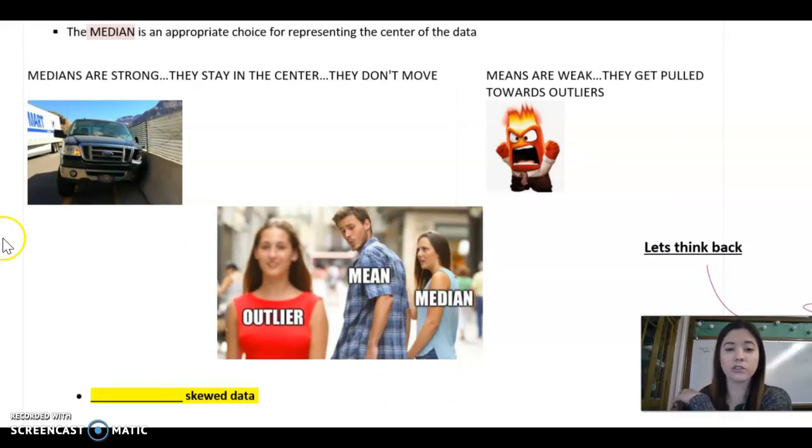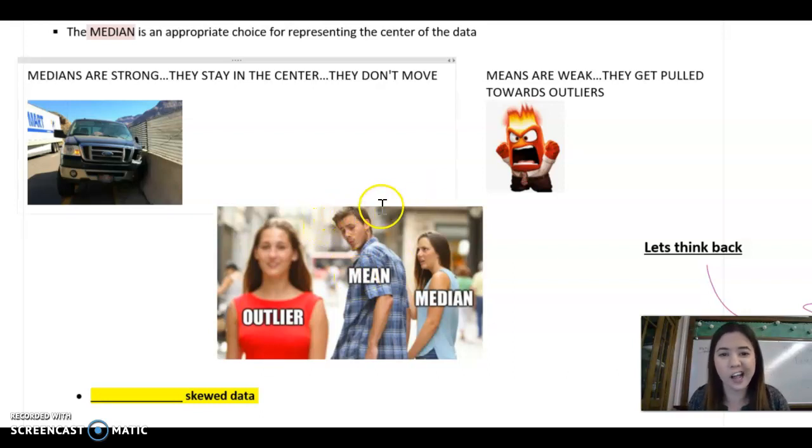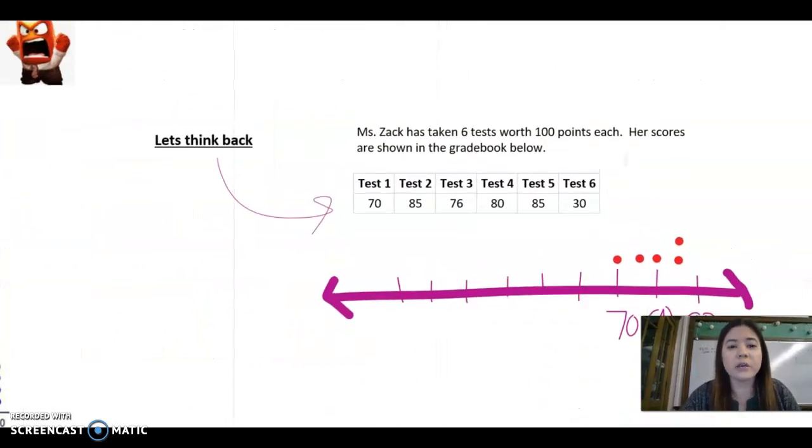So this image right here should look familiar. I've showed this one before. Remember, when we have outliers, numbers that are far away from the rest of our data, either larger or smaller than where the bulk of our data is, it pulls that average, it pulls that mean away. The mean gets distracted, it's weak, it's going to follow the outlier. The median is going to stay put and be like, what the heck are you doing? Why are you leaving?